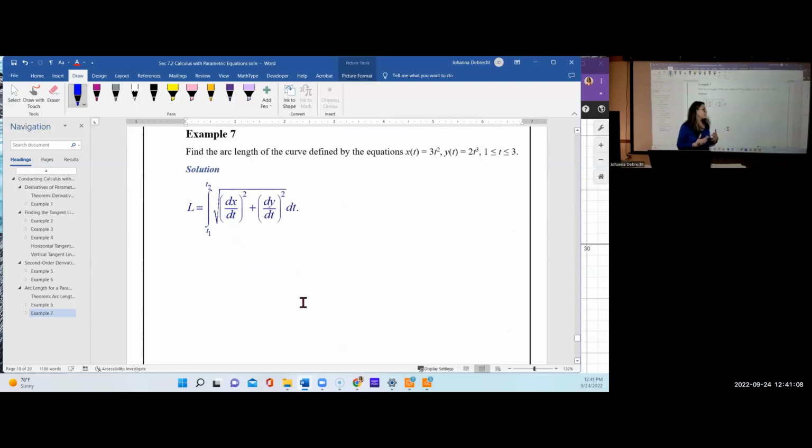So now we need to find dx/dt and square it, dy/dt and square it, then add them together, take the square root and integrate. So go ahead and pause the video, do the work, then turn the video back on and let's compare our work.